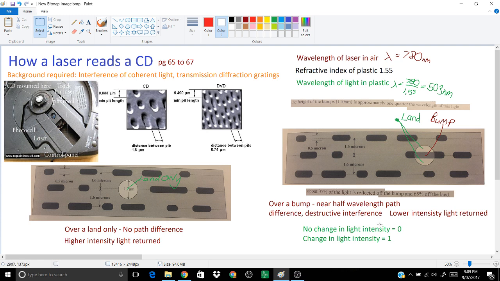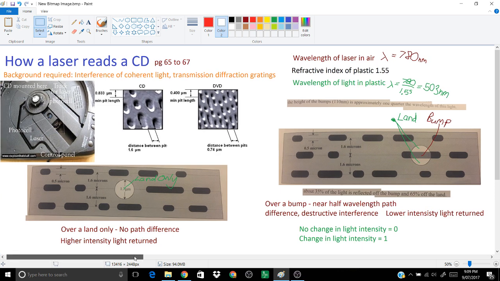Now, if you want more information as to how that gets changed into an analog signal like sound, or how sound is recorded and changed into a digital signal, you can read up from page 60, but it's not something you're going to get assessed on. So I leave that up to you if you wish to read up further on that.